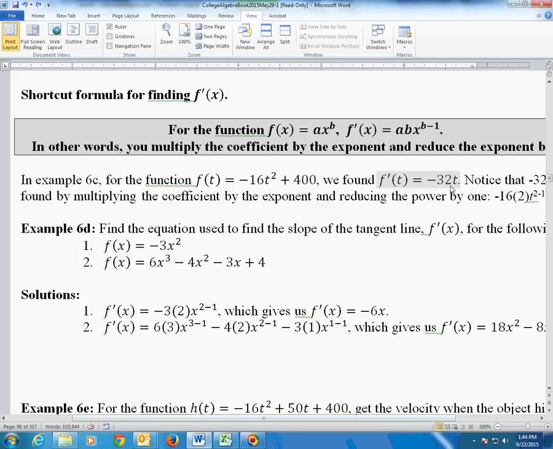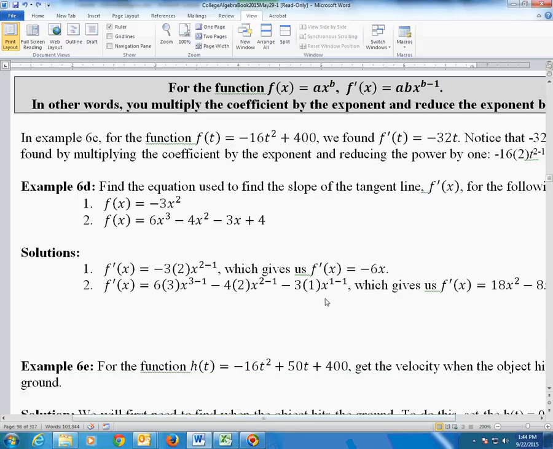Now this one was for height at a particular time, and this now will tell you the speed at a particular time. If it says what's the speed in 5 seconds, you would just do what we just did, and then put 5 in for the t right here. Negative 32 times 5 is negative 160. So the speed would be 160 feet per second going downwards. That's what the negative means right there.